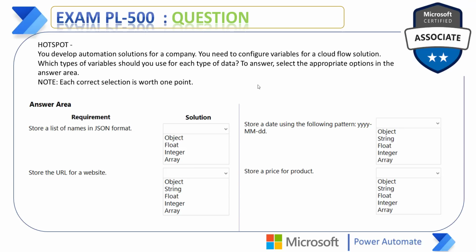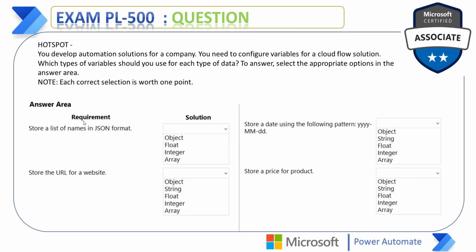Alright, what is the question asked in the PL-500 exam? If you see on my screen, you develop automation solutions for a company. You need to configure variables for the cloud flow solution. Which type of variables should you use for each type of data? Before answering this question, we will learn about data types in Power Automate for Cloud. The reason is that we have to choose the type of variables we should use for each type of data.